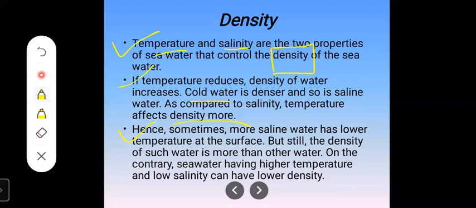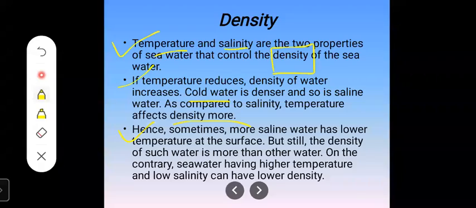Sorry for the interruption, students. We'll continue. Here, what I was telling you all is that as the temperature is reduced, the water will start cooling, and then the water will convert into ice cubes. As the temperature is reducing, the density of the seawater will increase. For example, what? Polar regions.